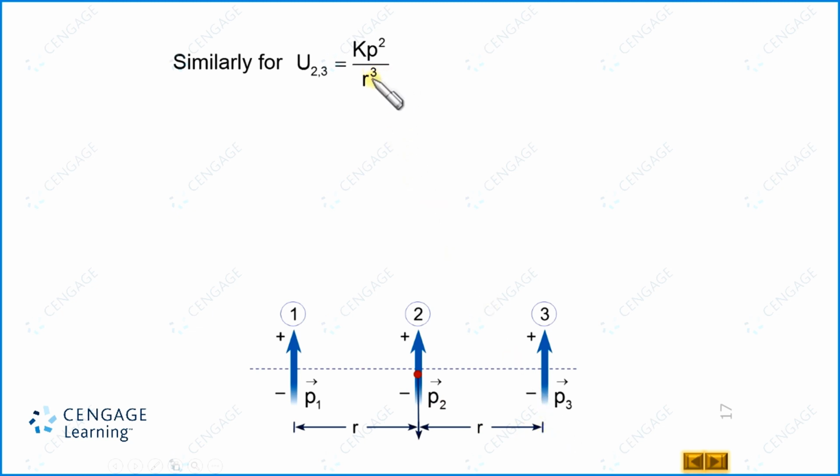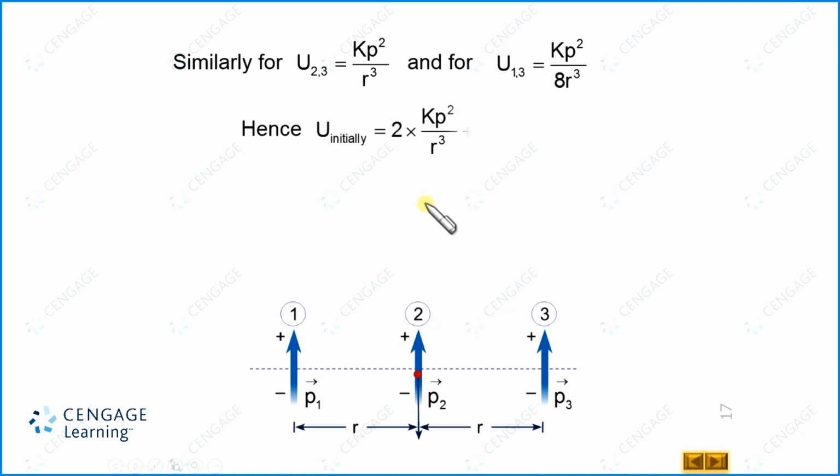So instead of R we should substitute 2R, and if we substitute 2R, this value will be equal to Kp square divided by 8R cube. So U13 is equal to Kp square divided by 8R cube. Okay, so we calculated the potential energy associated with 1, 2, 2, 3 and 1, 3.